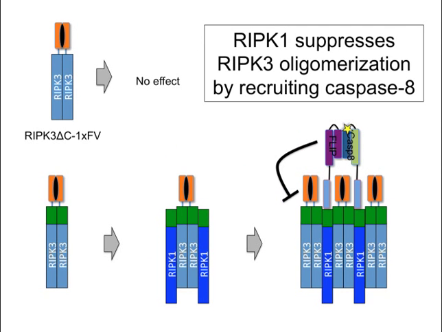And so this is a sort of graphical depiction of what we think might be going on. When we dimerize RIP3, this leads to the recruitment of RIP1. This in turn can recruit caspase-8, which is, remember, the suppressor of necroptosis. And so in this context, RIP1 is actually acting in a suppressive role to prevent the oligomerization of RIP3.